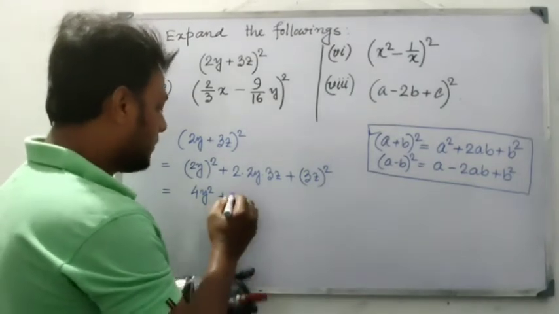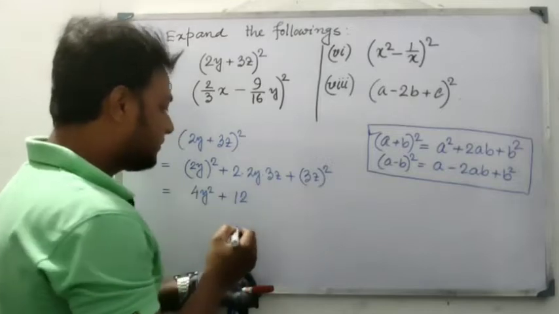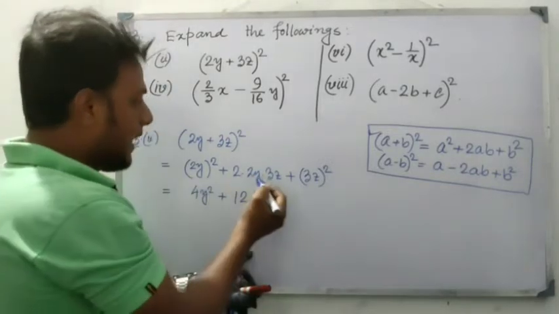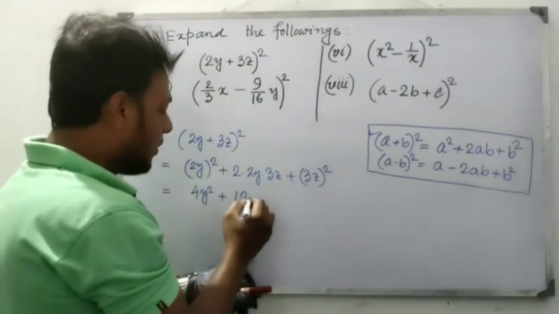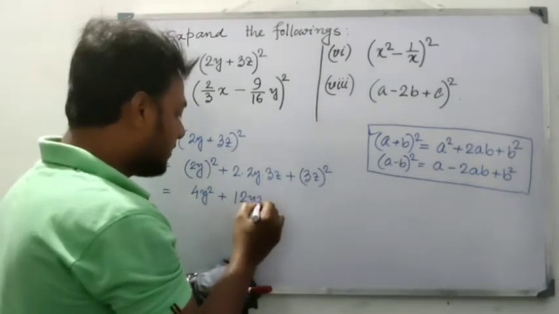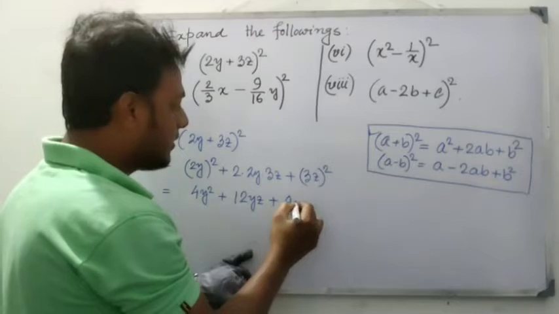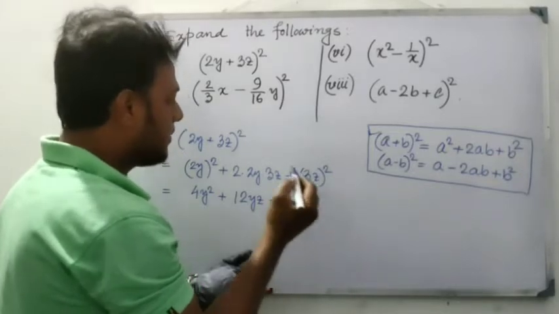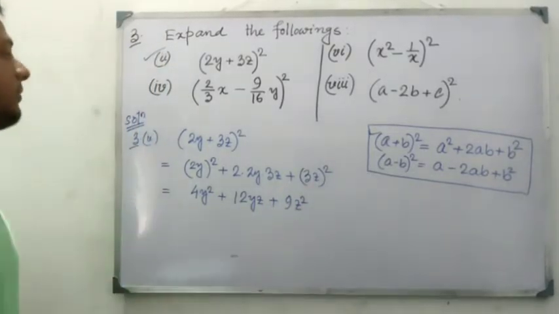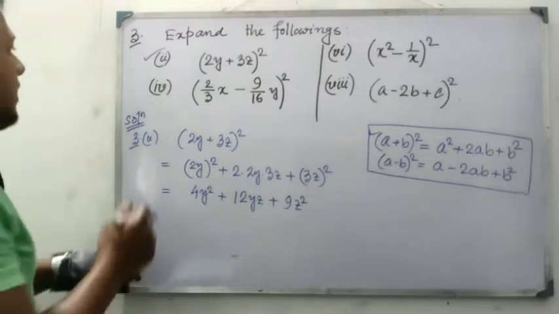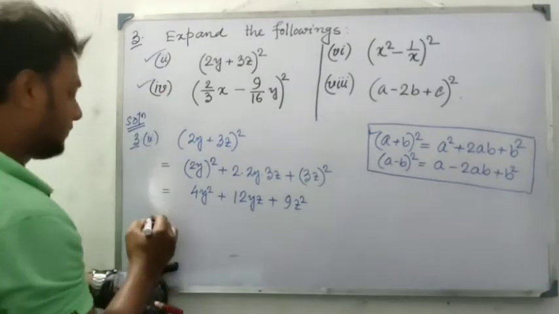So if you multiply, it is 12, and the algebraic part y and z, multiplied, will be yz, plus (3z) square, which means 3 square is 9 and z square is z square. So this completes the solution. There is a second problem. Next, the fourth one.